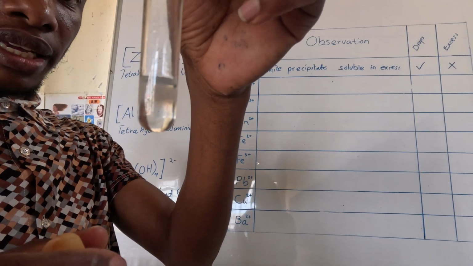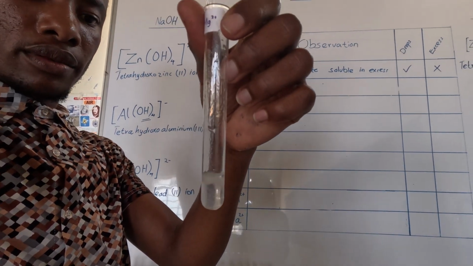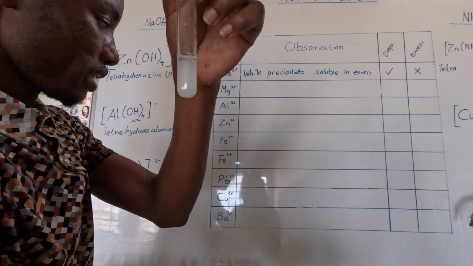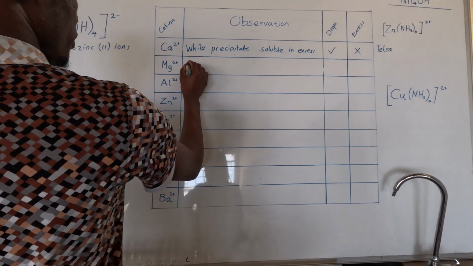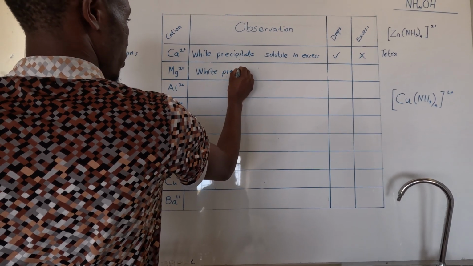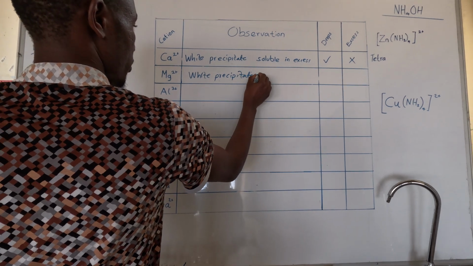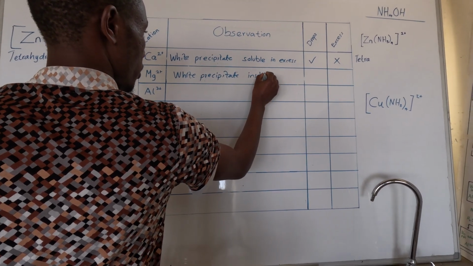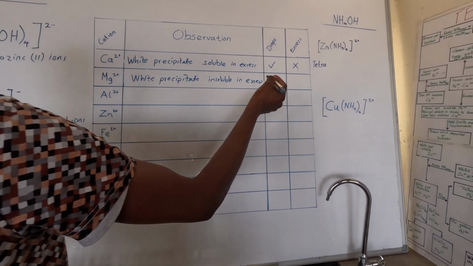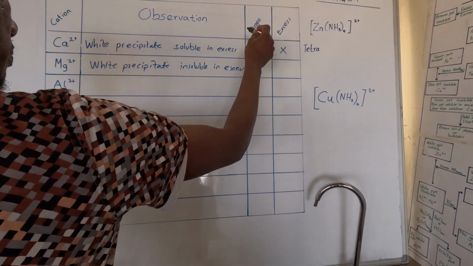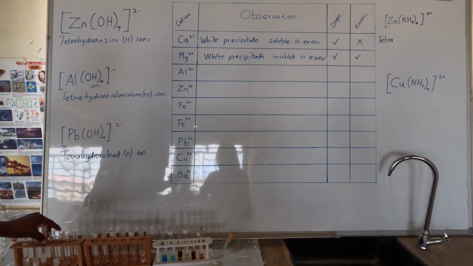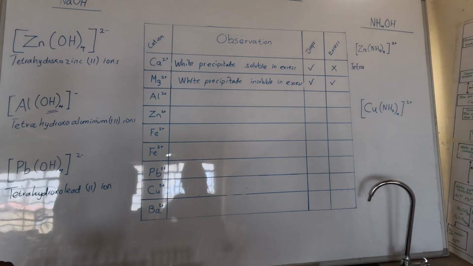There is a white precipitate. What about in excess? It is insoluble. So, white precipitate, insoluble in excess. So here there is a white precipitate that is insoluble in excess. We are proceeding to aluminium.